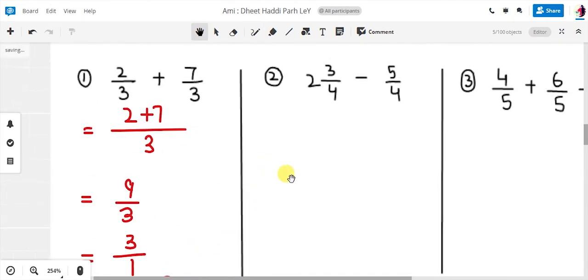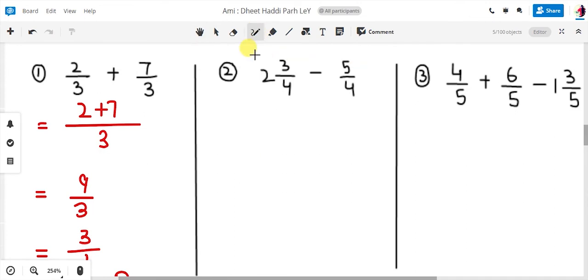Okay, moving on to the next question. Now pause the video, solve it by yourself, and then resume it to verify your answer, right? Okay, so the question is 2 whole 3 over 4, take away 5 over 4. Now see, this is a mixed fraction, which is a non-standard form of a fraction. First we have to convert it into standard form.